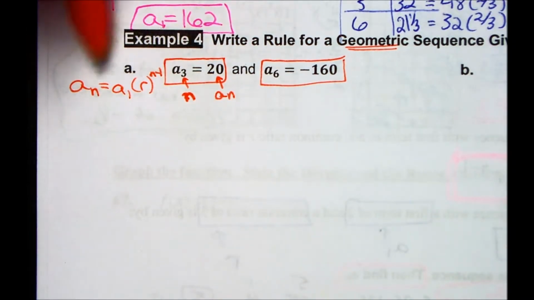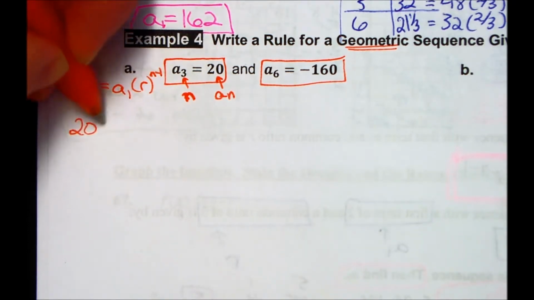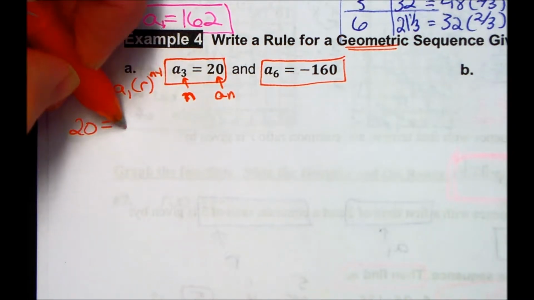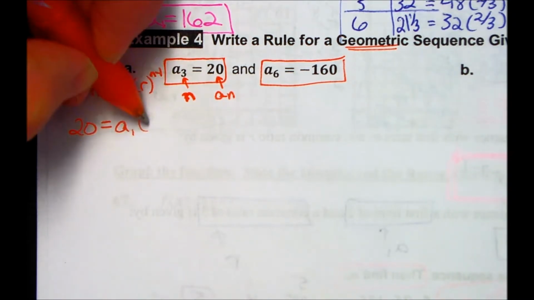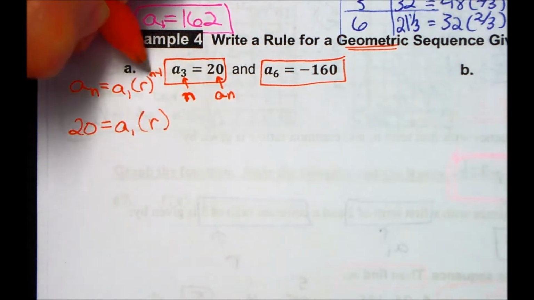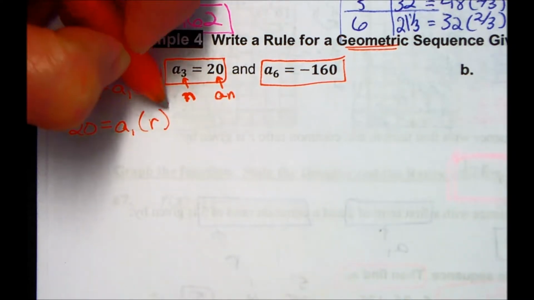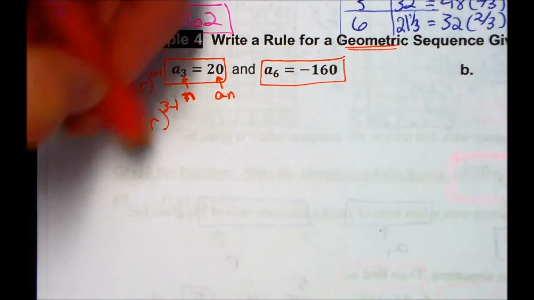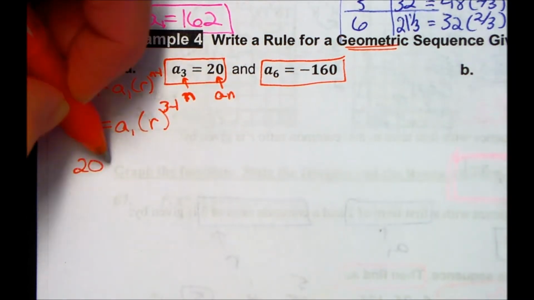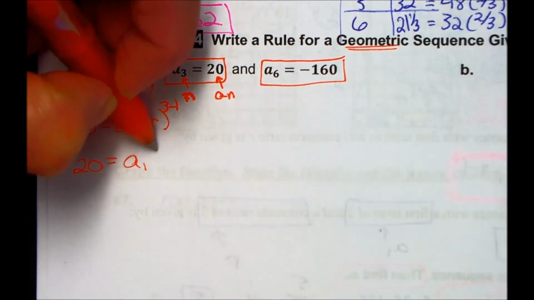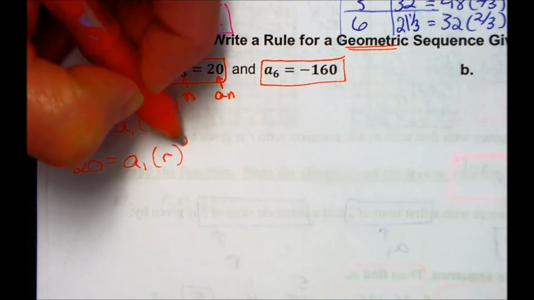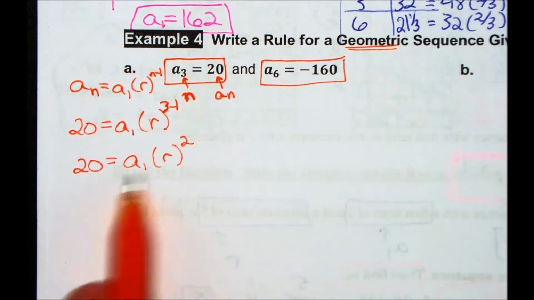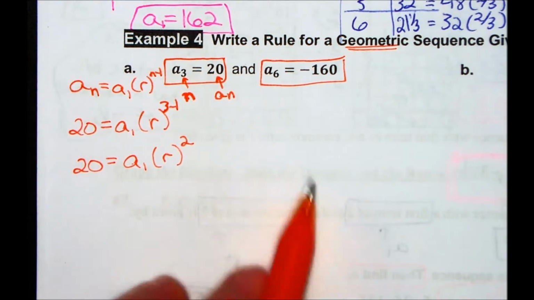Okay, so here we go. So here's my formula. A sub n, I'm going to substitute with 20. A sub 1, we don't know. R, we don't know. But my n is 3. So 3 minus 1 is going to equal 2. So I have 20 equals a sub 1 times r to the 2nd power. So that's really as far as I can go until I have another equation.